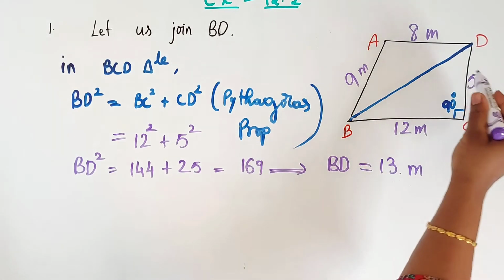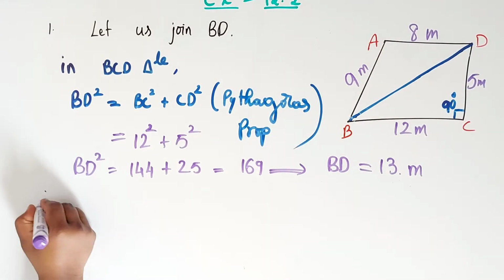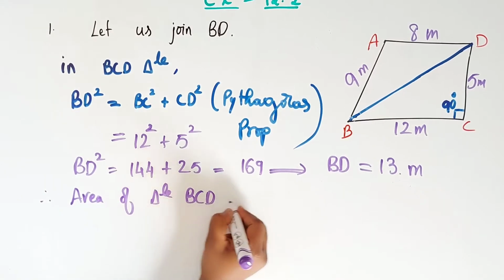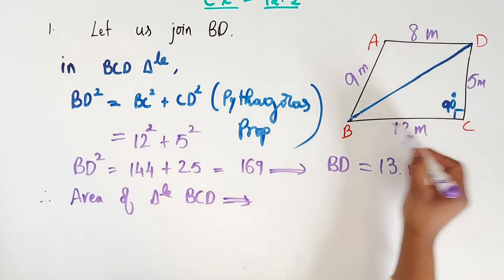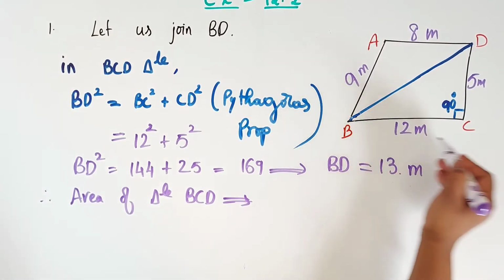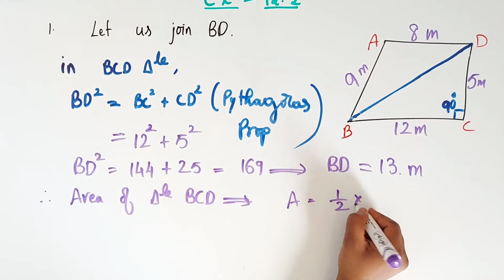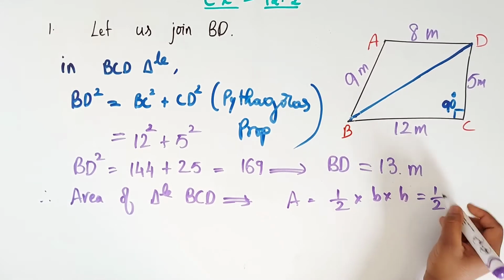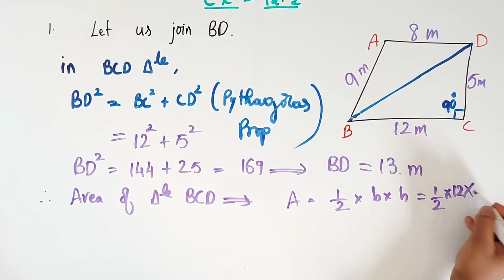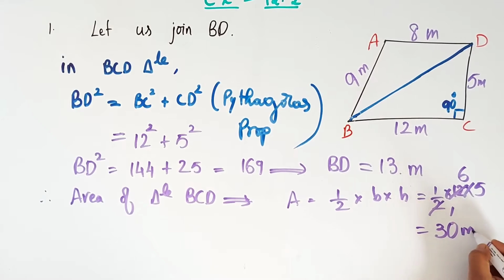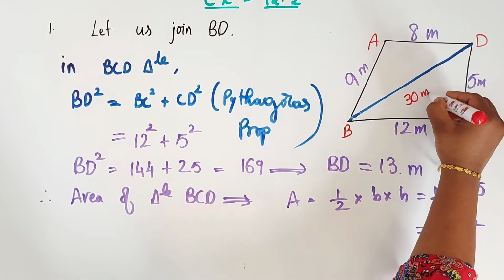Therefore we can find out the triangle BCD area children. Area of triangle BCD. Here we have right angle triangle, right children? That means this is base and this is height. We can use half BH children. Here A equal to half into B into H. Half into base means BC 12 meter into height. Height means 5. Right children? 5 6 are 30 meter square. That is the area of triangle BCD children. Now we know triangle BCD area 30 meter square.